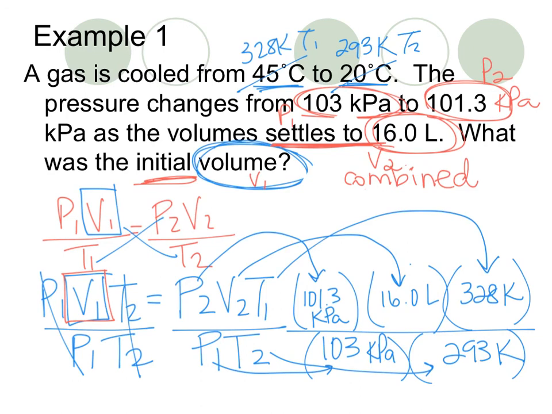Before we do that, check your setup, and this is how I do that. I say, what can cancel? Since they're stacked, kilopascals can cancel. Since they're stacked, the kelvins can cancel. If they ended up next to each other, that means you put something in the wrong place and they can't cancel. You would make Kelvin squared, which tells you, whoa, my setup's wrong. I need to check that out. So liters is going to go on my answer.